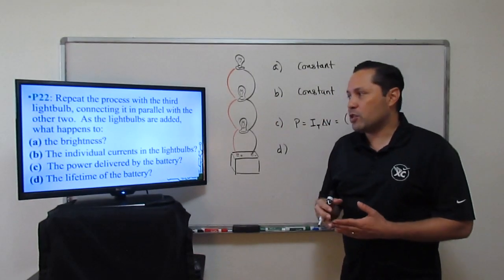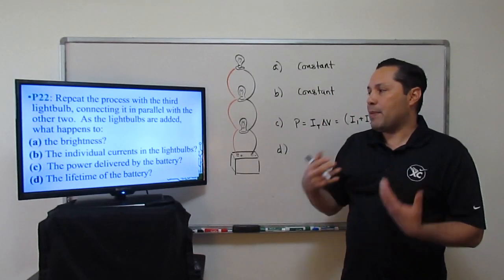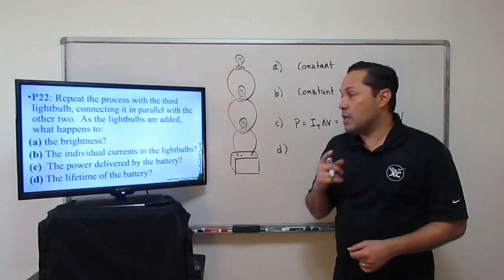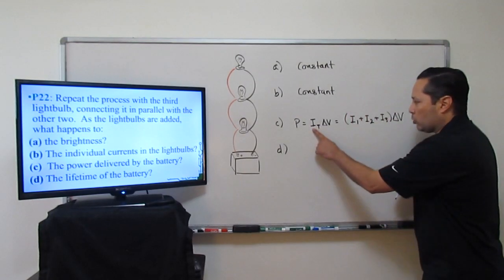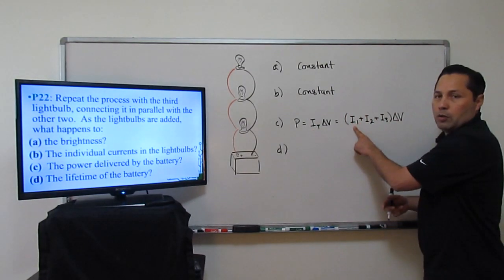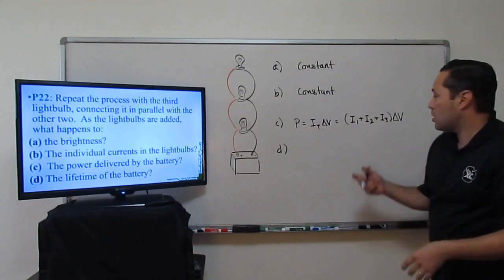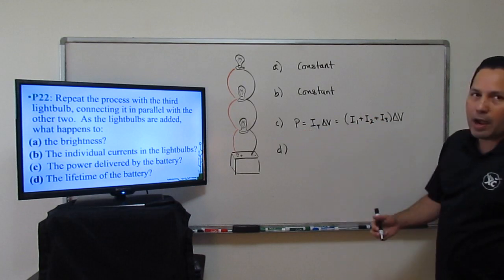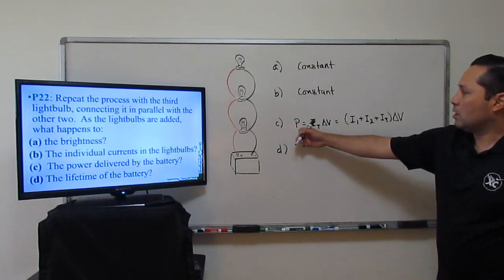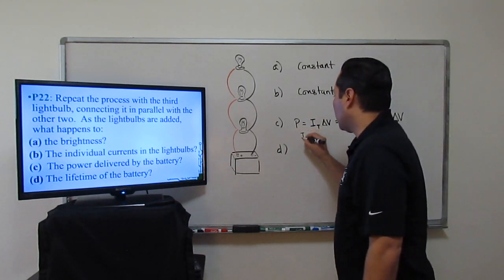Now, part C, they ask you, what about the power delivered by the battery? That's going to increase. Why is that? Well, as you add one more bulb, and then another, and then another, notice that you're increasing the total current, and that's going to increase the total power. So for part C, that will increase.